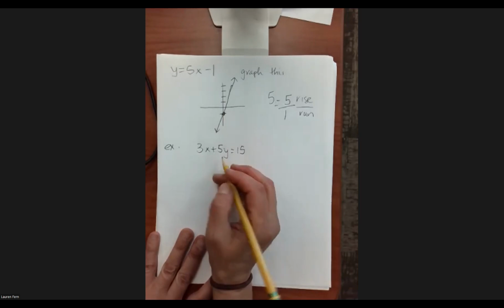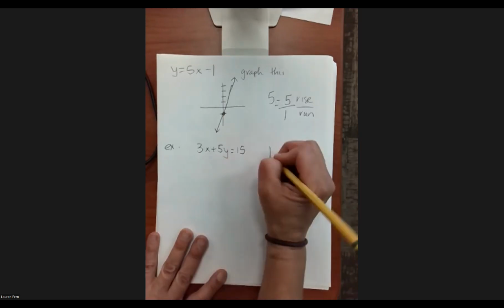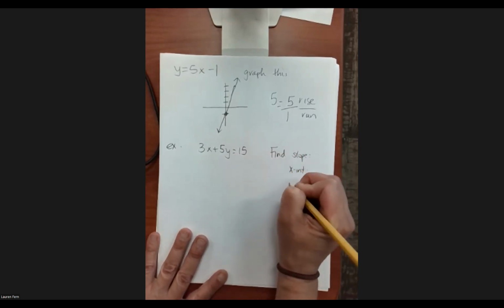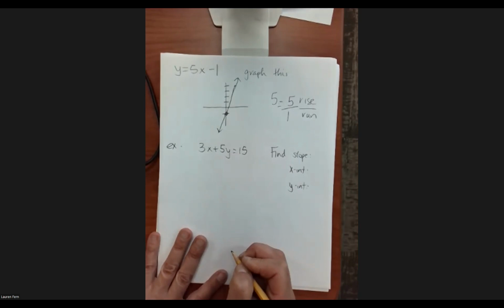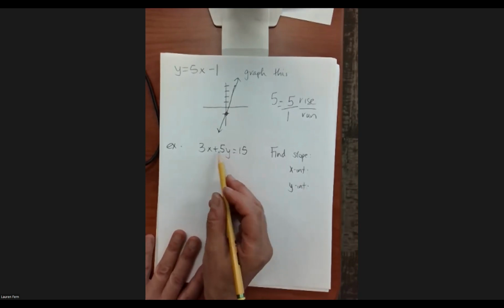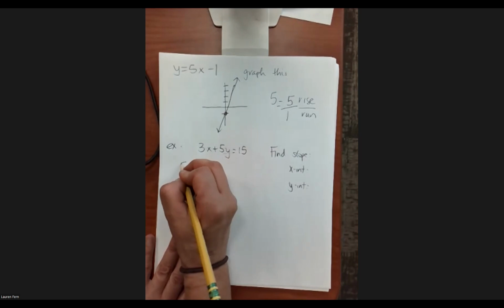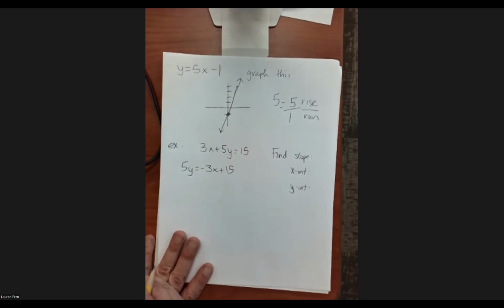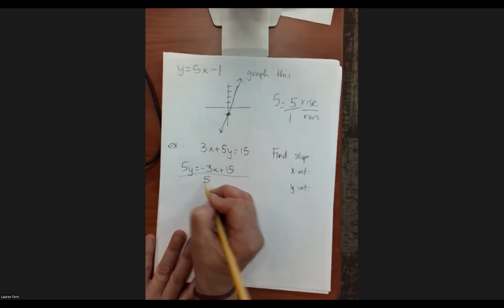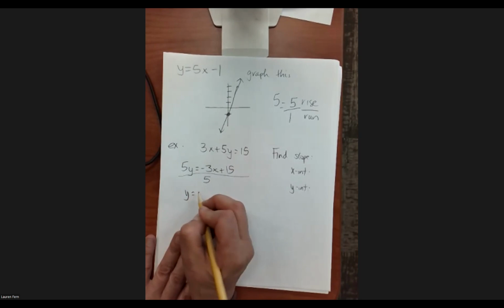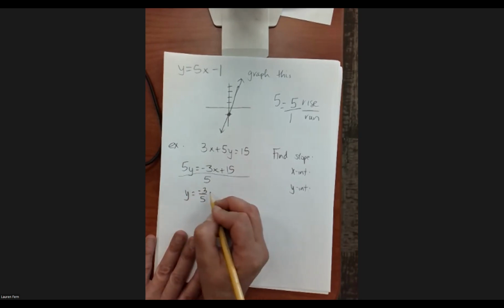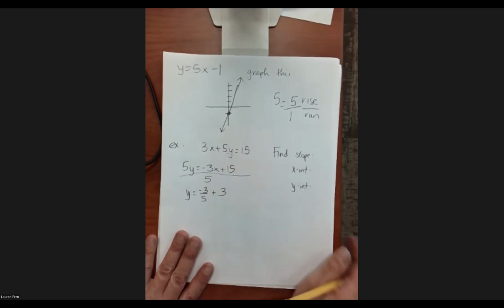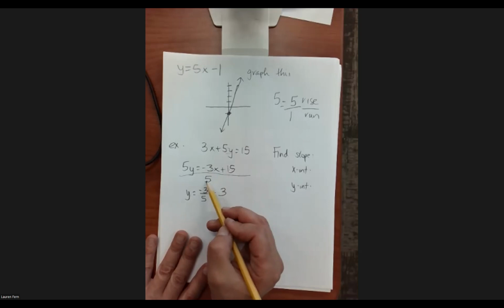Okay, so let's just make sure we can do this. So what if we want to find our slope, our x-intercept, and our y-intercept? Well, we can get y alone. Wouldn't we first subtract 3x from both sides? Divide everybody by 5. So don't we get -3/5 x plus 3? Where'd I get the 3? 15 divided by 5.